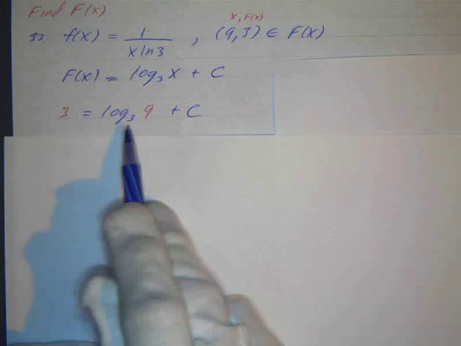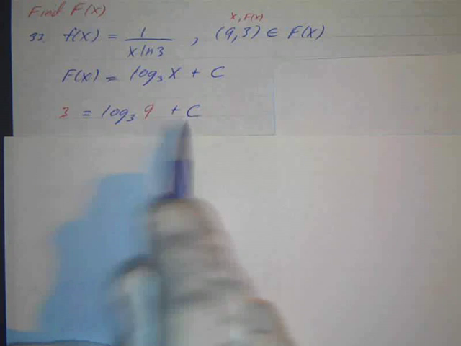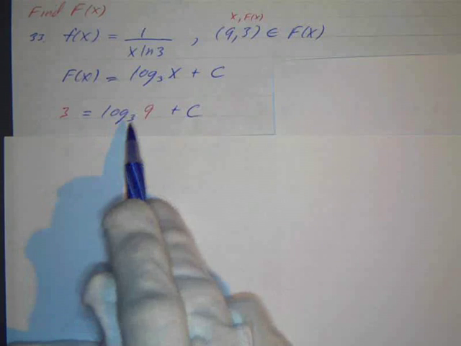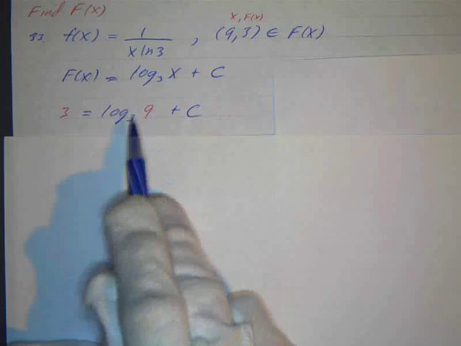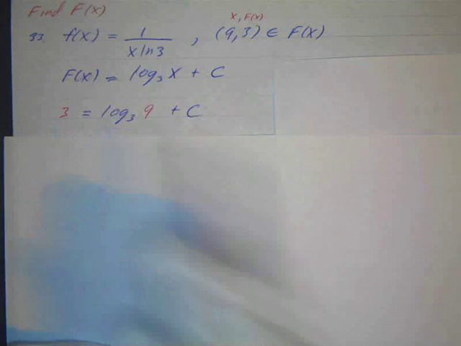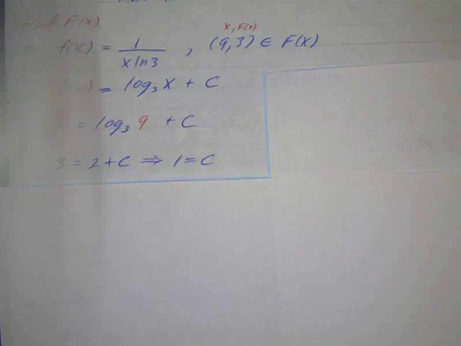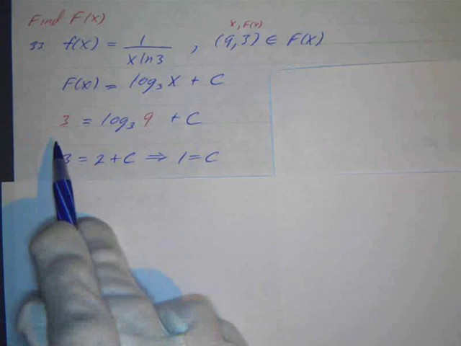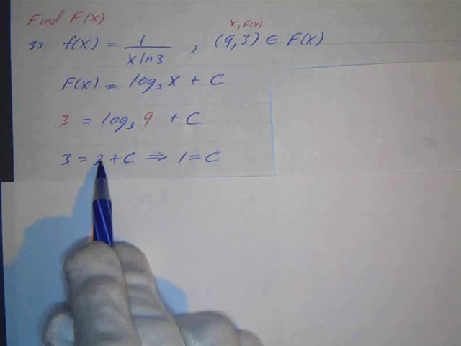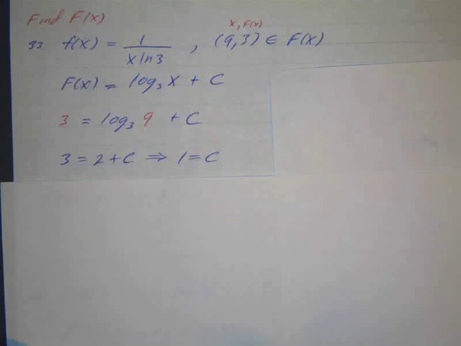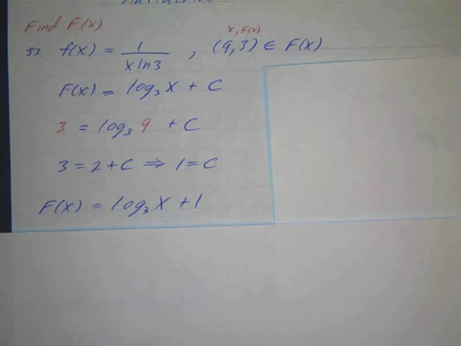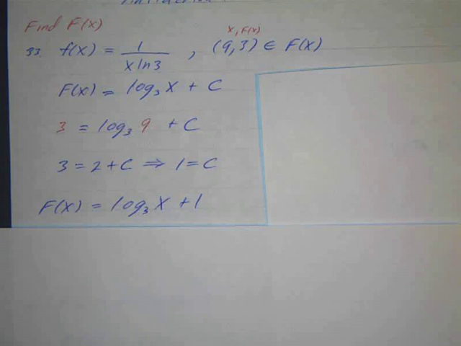So 3 equals log to the base 3 of 9 plus c, and that's why this works out so well, because this is the exponent that when I raise 3 to it, I get 9. 3 raised to what power is 9? 2, so this is 2. So 3 equals 2 plus c, which implies, if I subtract 2 from both sides, that 1 equals c. So there's your antiderivative with that particular value.